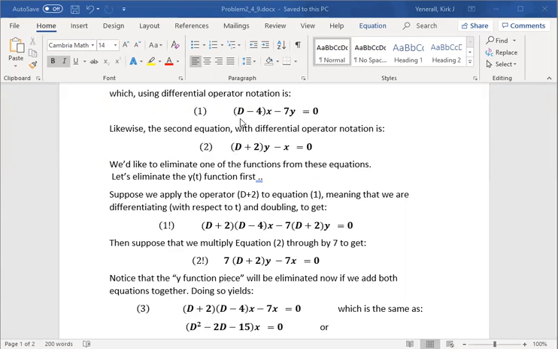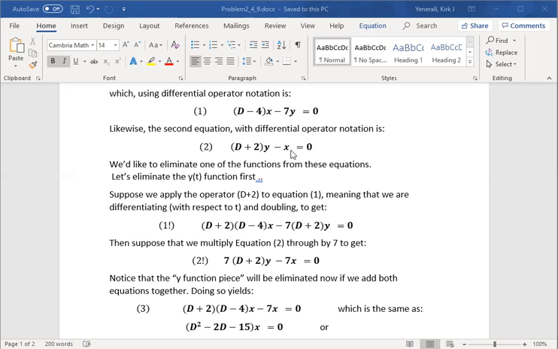If we apply the differential operator D plus 2 to the first equation, which essentially means we're differentiating and doubling, doing those two operations to the equation, we'd end up with (D plus 2)(D minus 4) of x minus 7 times (D plus 2) of y equals 0. So there we've applied that differential operator to both sides of the equation. Obviously, if you take the derivative of 0 and add 2 times 0, you still get 0 on the right-hand side.